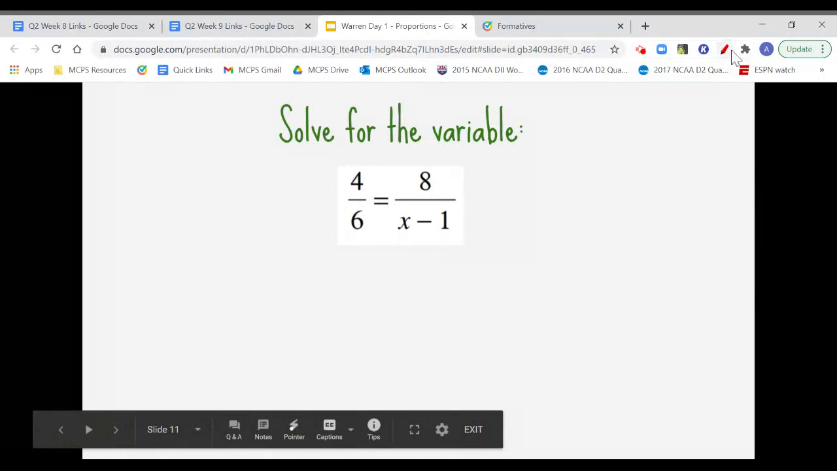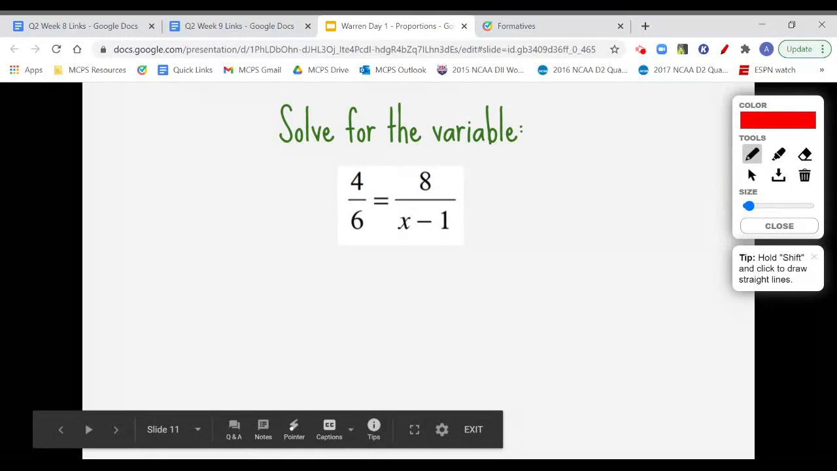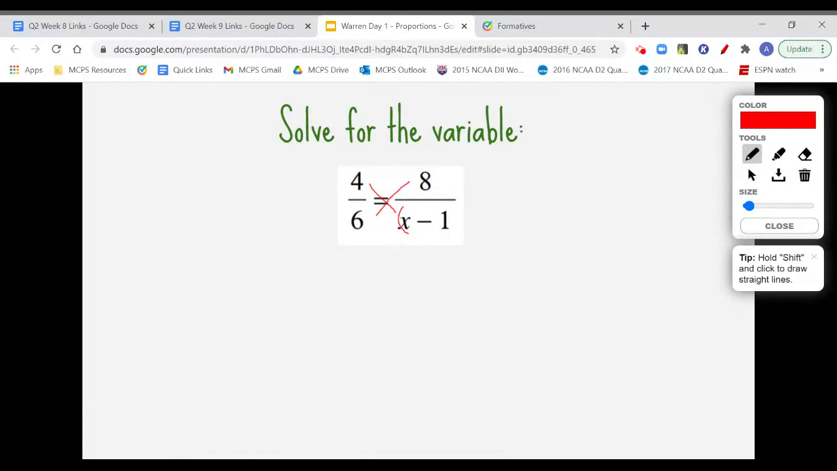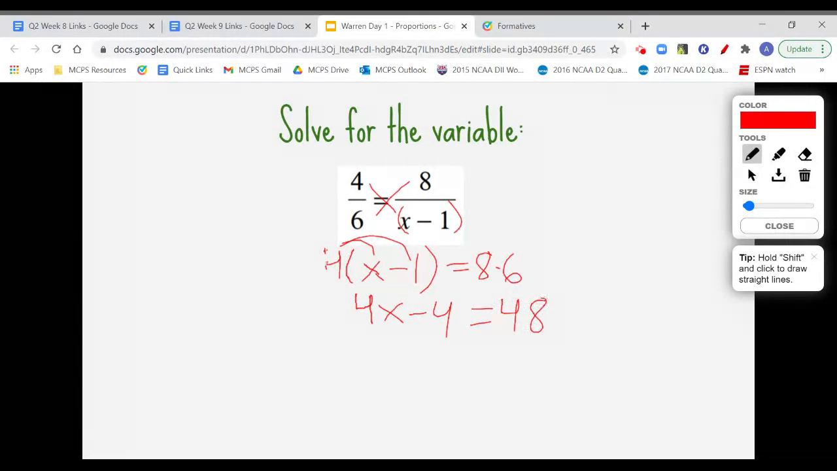Looking at one more similar example, again, I'm going to go through this a little quicker, but remember, when I do this cross multiplication, I'm going to have to put x minus 1 in parentheses because there's two terms in that denominator. So I'm going to multiply this out as 4 times x minus 1, and that is equal to 8 times 6. Go ahead and distribute the 4, which gives me 4x minus 4. And then I'm going to multiply 8 times 6, which gives me 48.